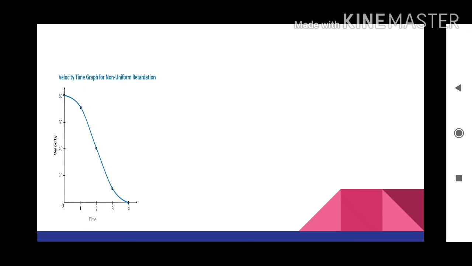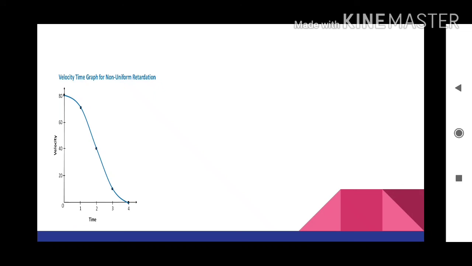So here we can see that it has non-constant retardation, because when the time was 0, the velocity was maximum. When time is 0 seconds, velocity is 80 meter per second, whereas when time is 4 seconds, the velocity is 0. So as time goes on increasing, the velocity has gone on decreasing. So this shows negative acceleration or retardation.